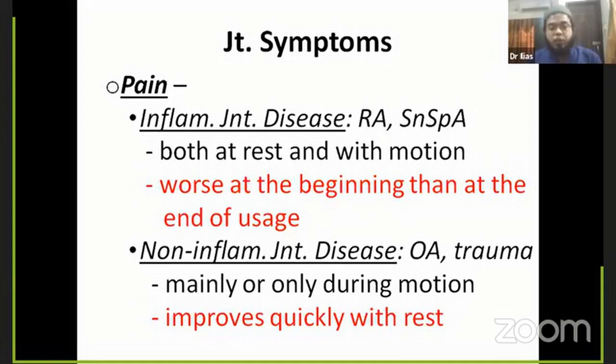And in non-inflammatory joint disease, which is found in osteoarthritis or trauma, the pain will be there during the motion of the joint. The patient will have pain with mechanical activities, and that will reduce with rest. Whenever the patient rests the specific painful joint, the patient will feel better with non-inflammatory joint pain. Okay, I am going to the next slide.